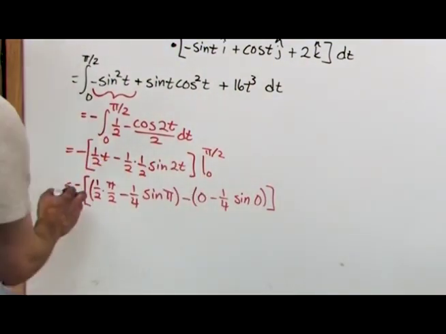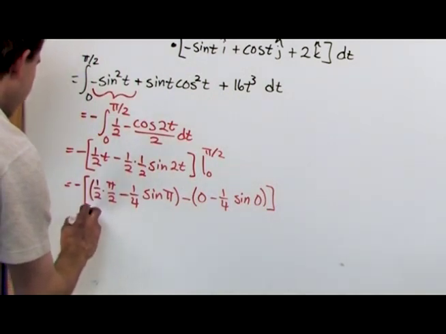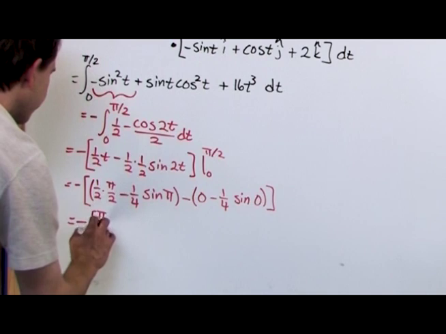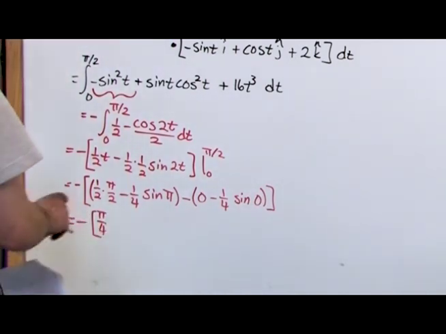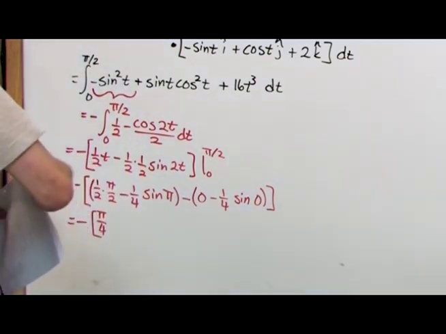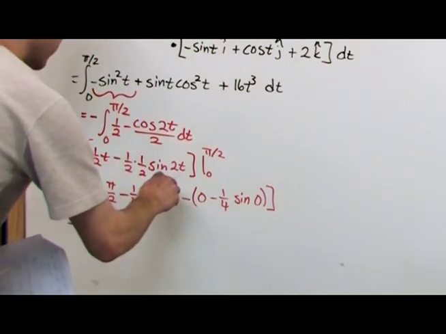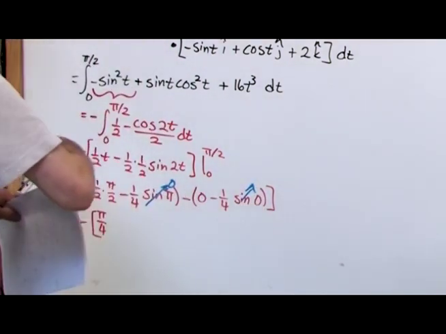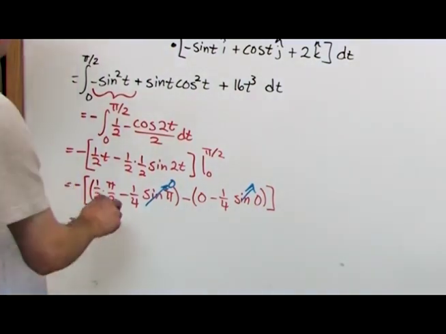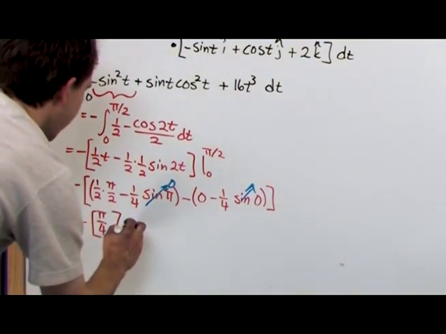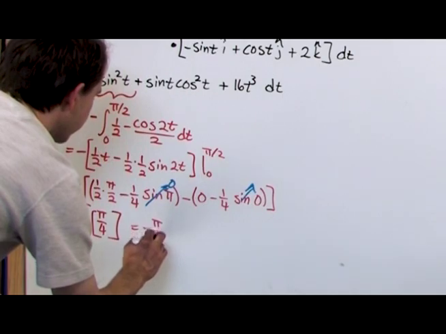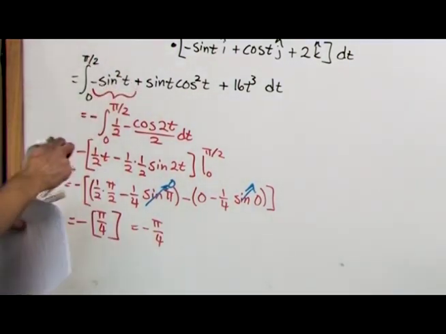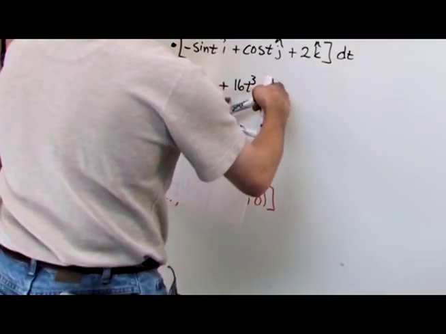So on the outside, don't forget the negative. On the inside, I'm going to have pi over 4. Sine of pi, I think you can convince yourself, is 0. Sine of 0 is also 0. So really the only thing that survives is the pi over 4. So what you have is negative pi over 4. So that's just this first integral that I did. Now I need to tackle the second one and I need to tackle the third one.